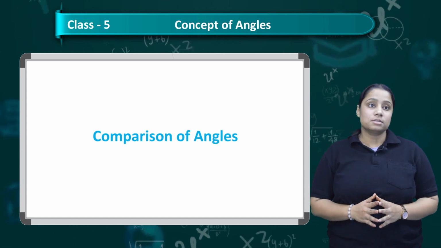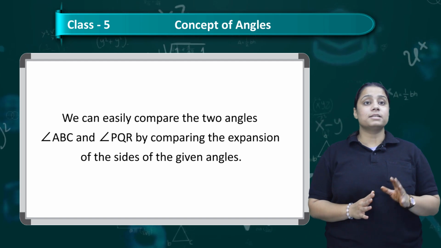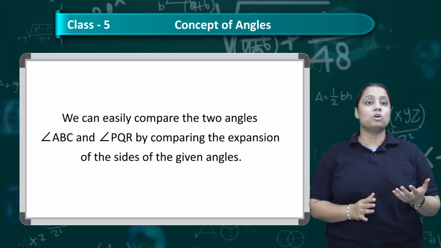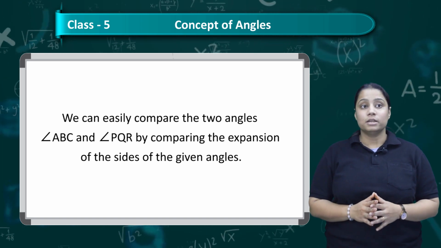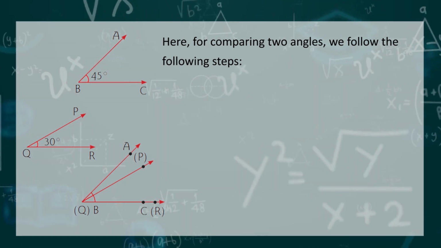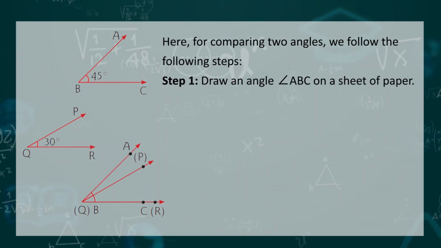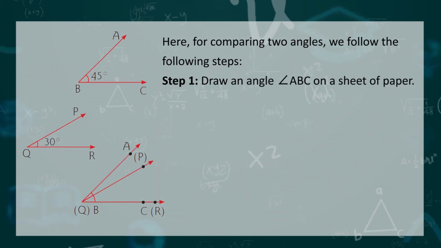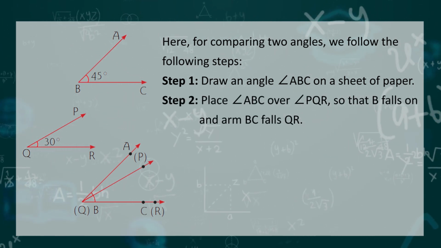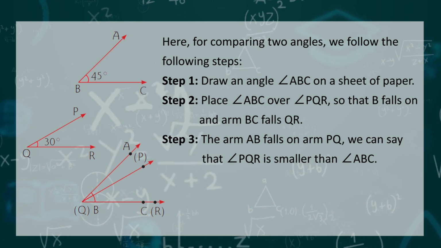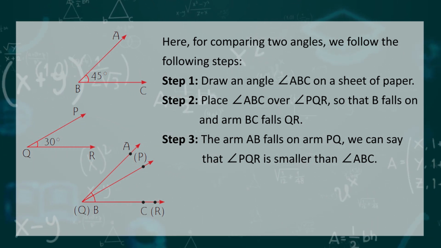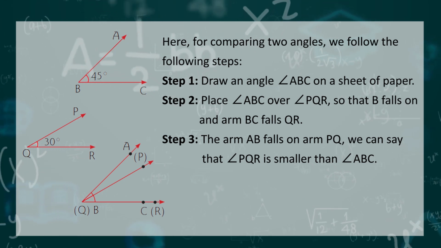Comparison of angles. We can easily compare two angles, angle ABC and angle PQR, by comparing the expansion of the sides of the given angles. Here, for comparing two angles, we follow the following steps. Step 1. Draw an angle ABC on a sheet of paper. Step 2. Place angle ABC over angle PQR. Step 3. The arm AB falls on arm PQ. We can say that angle PQR is smaller than angle ABC.